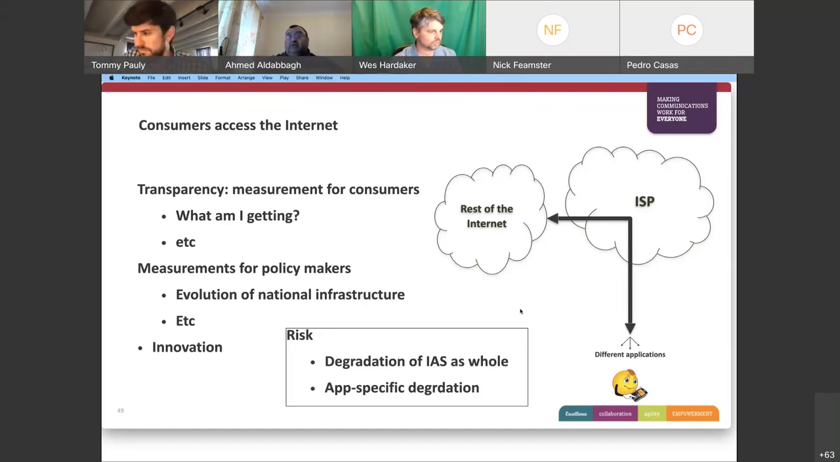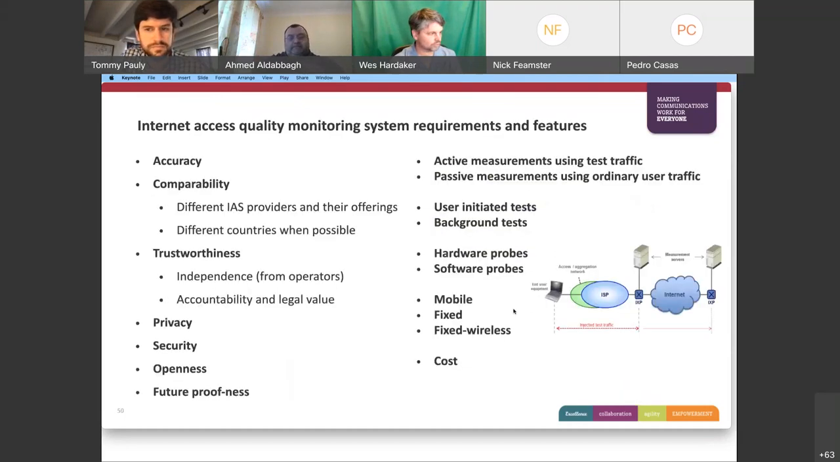And investment in the infrastructure to maintain quality and availability of connectivity for years to come. One aspect that's important for us, which the internet is able to do, is allow innovation without permission, which is important from a regulatory perspective. Two risks have been highlighted over the years. One is the degradation of internet access as a service as a whole, that's the size of the pipe, and also targeting specific applications for degradation. Next slide, please.